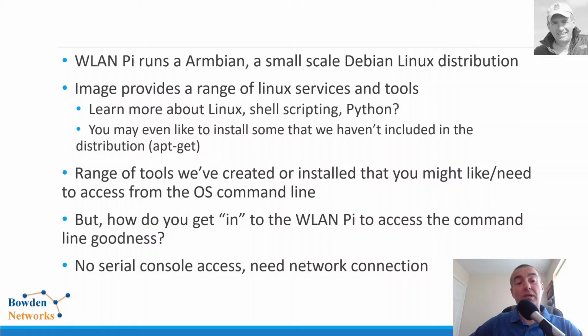We've also installed a whole range of tools which are going to be useful for network testing and analysis, and we've included those as part of the image that we've provided that you can burn onto an SD card and put into the WLAN Pi. But as I say, one of the questions is, how do you actually get into it to access the command line and find all of these features and utilities? We don't actually have a serial console port on there, so we've got to get some sort of network connection and SSH into the device.